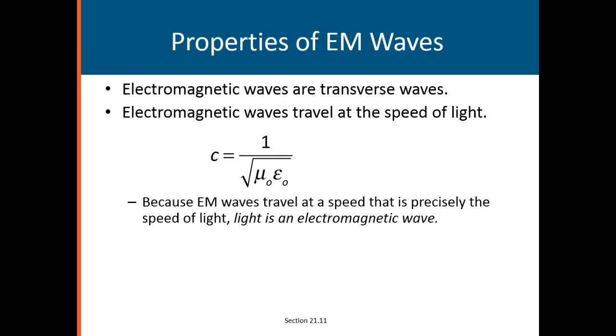We're into 2111 now. Electromagnetic waves are transverse waves. We've already established that. Electric field going like this, magnetic field going like that, the waves going perpendicular to both of those. The electromagnetic waves travel at the speed of light. And you get that by c is equal to 1 over the square root of mu naught epsilon naught.